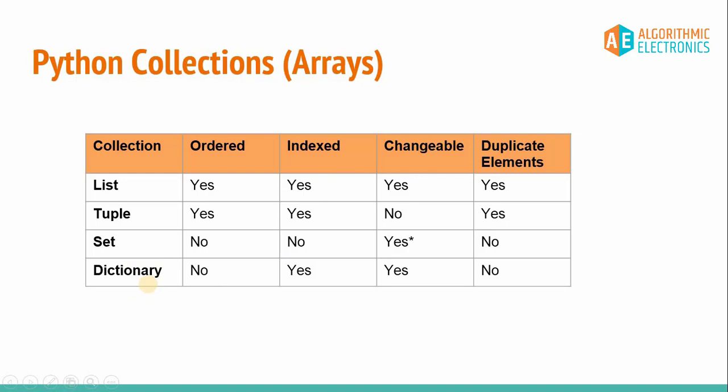It has some different mechanism to provide index, and it is changeable. You can change the elements of the dictionary. You can add extra elements, and even you can delete some elements from the dictionary. And again, duplicate elements are not allowed. So when I compare set and dictionary, they are quite identical. Almost they have similar properties. The only change is that the set is not indexed and this is indexed.